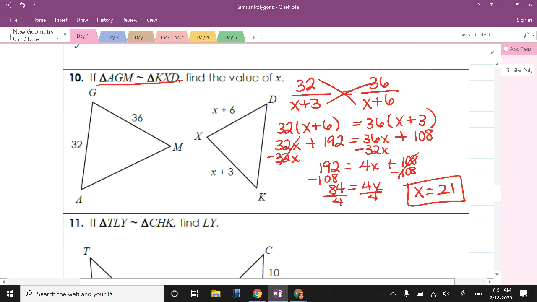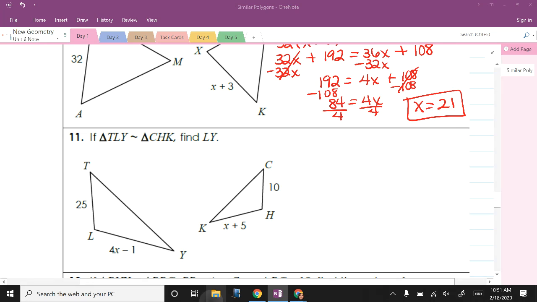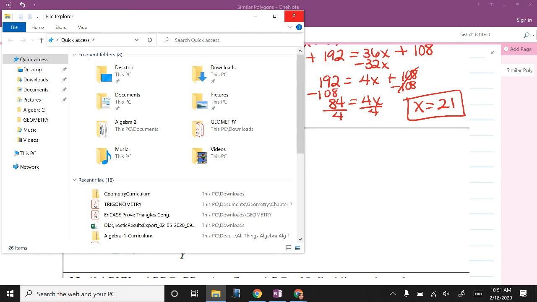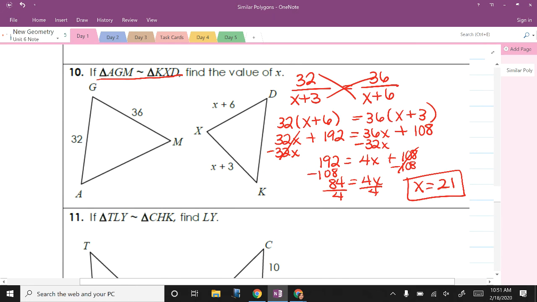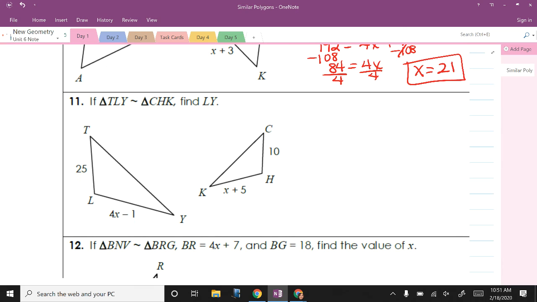How about let's do number 11 as a you try. Whoa, sorry, it says find LY. So that means after you get x, that's all I had to do on number 10. After you get x, you plug it in and find the length of LY. Does that make sense? All right, y'all try it. Set up your proportion, solve it for x, and then go back and plug in and get LY.